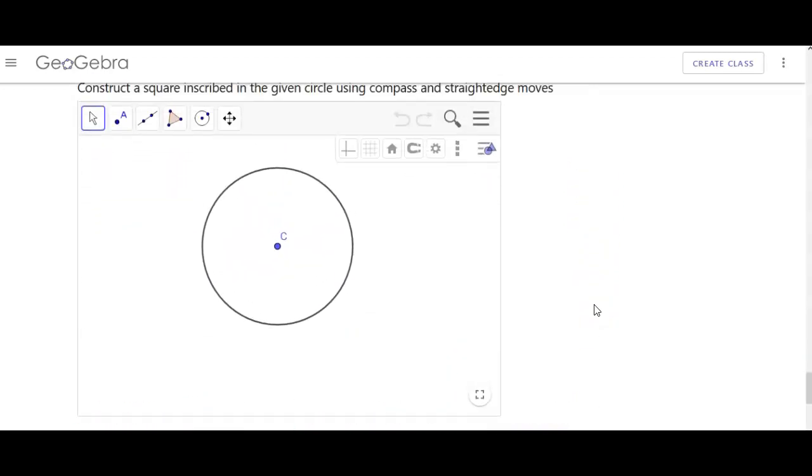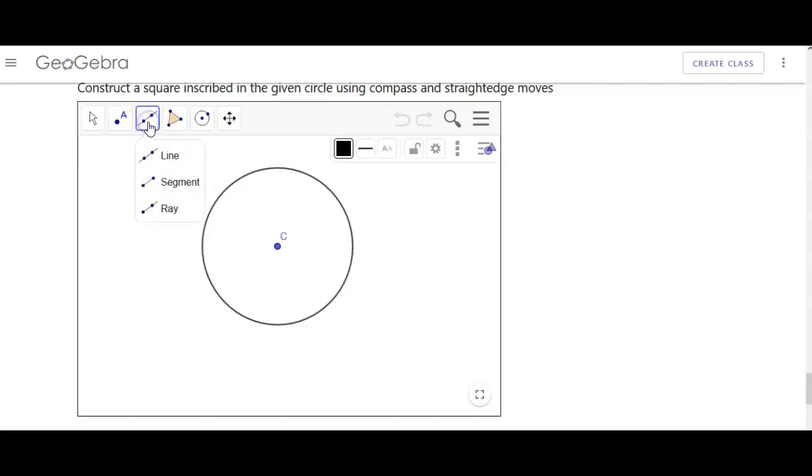Okay, the last one is constructing a square inscribed in the given circle. So the very first thing that we want to do is create a line through the center of the circle. And where that line intersects is going to be 2 corners of our square. So G and H are going to be 2 corners of our square.